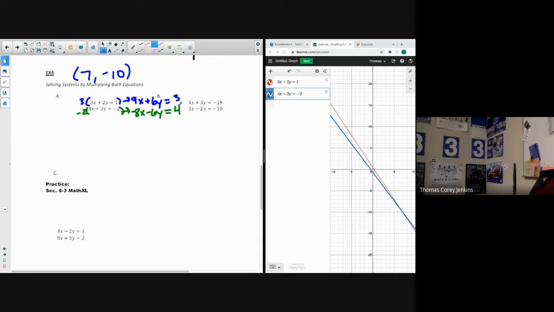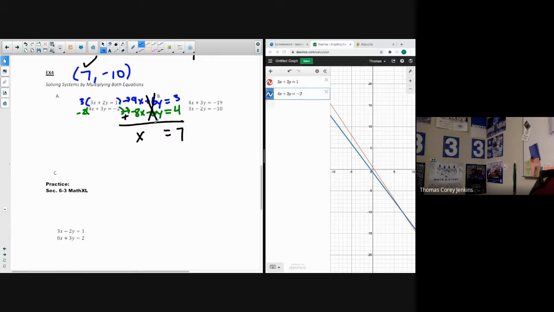Now we're ready to go ahead and add them together because we have 6y and negative 6y. Okay? So 9x plus negative 8x, or 9x minus 8x is 1x. These cancel. And then 3 plus 4 is equal to 7. Notice that my coefficient is 1, so I'm already done. That matches with my answer. And then I'll just use that fact to prove the fact that y is negative 10.